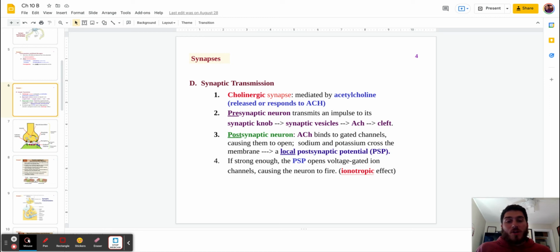This is going to generate a postsynaptic potential, or a PSP. So what does that mean? We're going to change the ion concentration, so we're going to change the voltage within that membrane. If you remember back to action potentials, if you increase the potential past a threshold, you will generate a new action potential. So if this signal is strong enough, it will open up the voltage-gated ion channels, causing the neuron to fire.